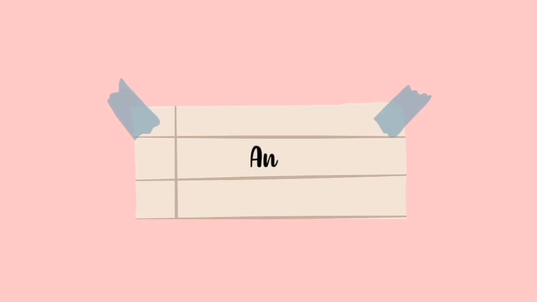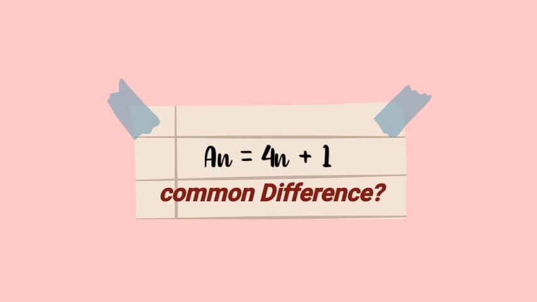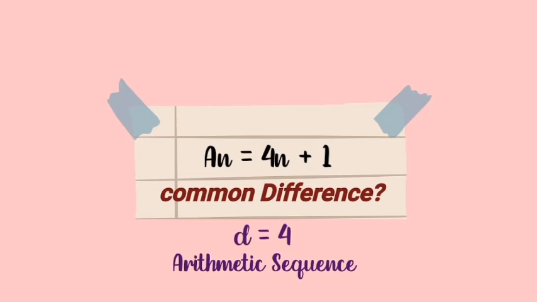The sequence a is defined using this formula: an is equal to 4n plus 1, and we have been asked for the common difference of the sequence. You get a maximum of 5 seconds to answer this question. It would have taken you just 1 second. Just by looking at the formula, we can say that the common difference d is equal to 4. In an arithmetic sequence, the coefficient of n is the common difference.